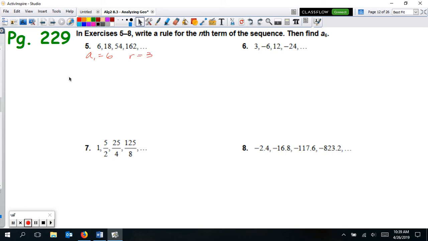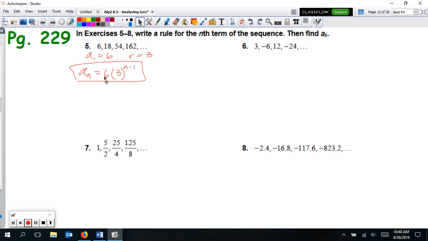So we're going to plug it in. We're going to say a of n equals, and then your first term 6. 3 is going to go in a parenthesis, and then your exponent's always n minus 1. So that's what it looked like right there. It starts with your first term, and then the common ratio goes in a parenthesis, and then the n minus 1 is the exponent. That's all there is to it.